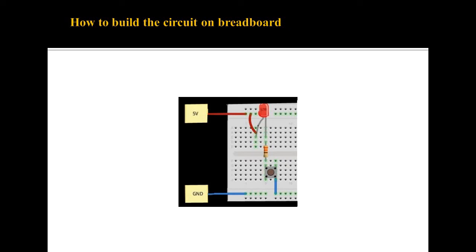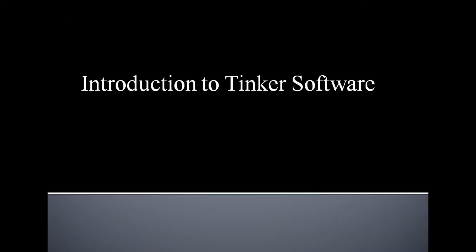A push button is used for connecting the resistor terminal to the ground rail, and this push button can be used as a switch to switch the LED on or off. The connections are shown in the figure. We have to perform this experiment using the Tinkercad software.